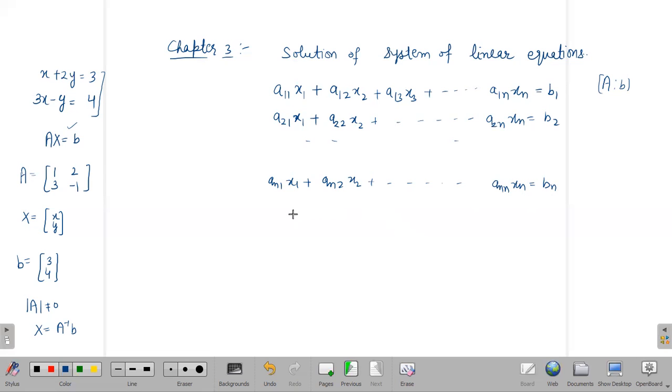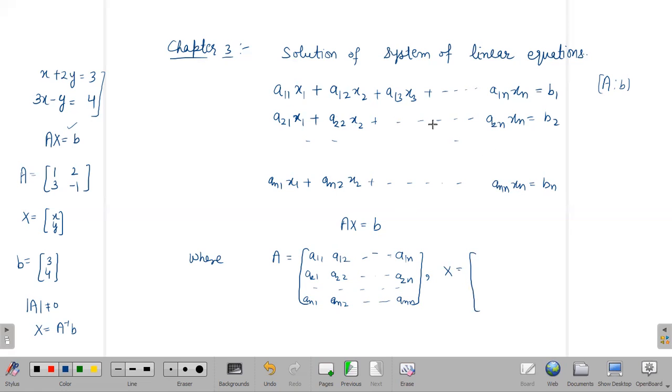So how to write this system into the matrix form? Again, you can write Ax is equal to B, where A is an n cross n matrix. So you will write a11, a12, a1n, then a21, a22, a2n, and so on up to an1, an2 up to ann. So this is the A matrix, and x is unknown, means you have to find these unknowns, x1, x2, and xn.